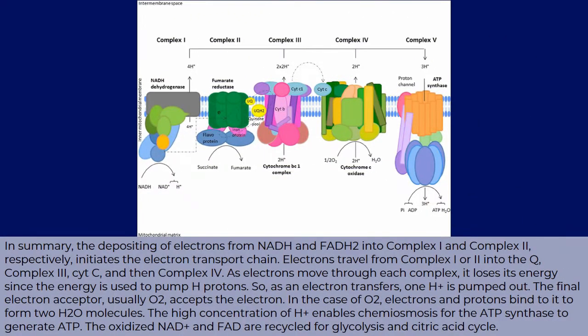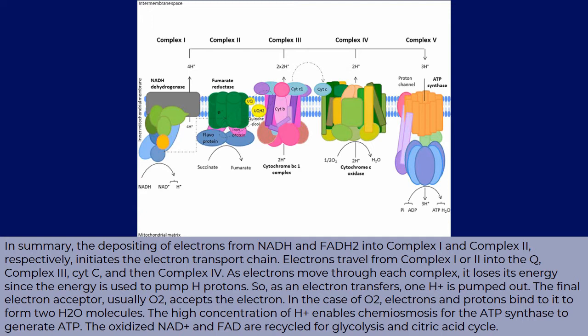So in summary, the depositing of electrons from NADH and FADH2 into complex 1 and complex 2 respectively initiates the electron transport chain. Electrons travel from complex 1 or 2 into the Q, complex 3, Cyt C, and then complex 4. As electrons move through each complex, they lose energy since the energy is used to pump H+ protons. So as an electron transfers, 1 H+ is pumped out.